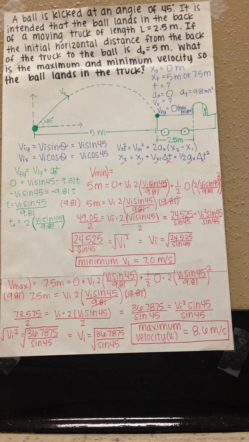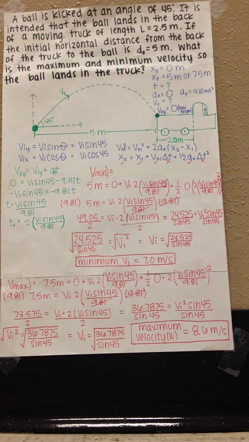So a ball is kicked in a truck at an angle of 45 degrees. It is intended that the ball lands in the back of the truck, which has the length of 2.5 meters. If the initial horizontal distance from the back of the truck to the ball is 5 meters, what is the maximum and minimum velocity so the ball lands into the truck?